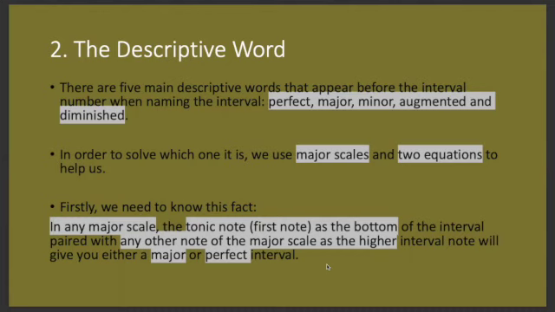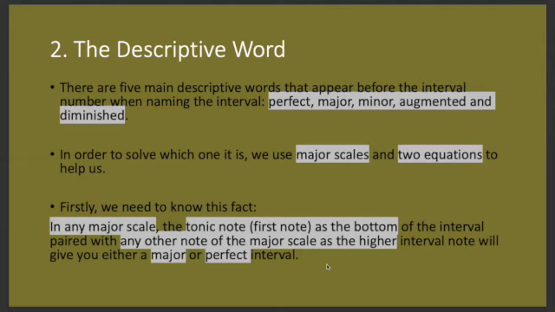There are 5 main descriptive words that appear before the interval number when naming the interval. We have the words perfect, major, minor, augmented, and diminished. In order to solve which one it is, we will have to use a method. Now, for me, I like to use major scales and 2 interval equations to solve intervals.